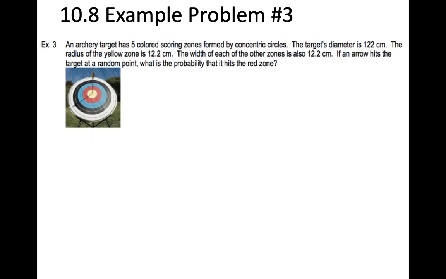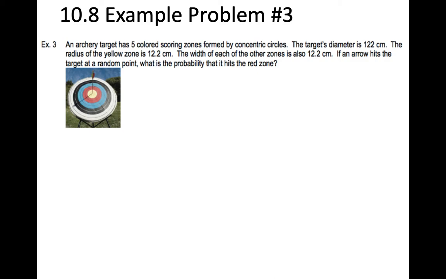Let's try problem 3. An archery target that's shown here has 5 colored scoring zones formed by concentric circles. Remember, concentric circles are circles that all have the same center. The target's diameter is 122 centimeters. The radius of the yellow zone is 12.2 centimeters. The width of each of the other zones is also 12.2. If an arrow hits the target at a random point, what is the probability that it will hit the red zone?